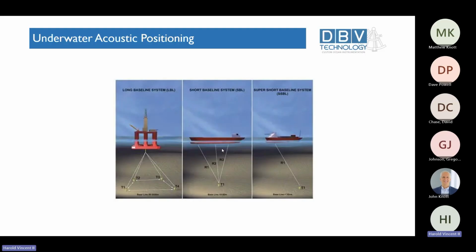The positioning technique in the middle, short baseline systems, measure ranges and bearings to a single transponder and allow you to compute the position and heading of the vessel relative to a single transponder down on the bottom. And in a super short baseline, you have a single acoustic transceiver receive array that transmits and receives to a single transponder on the bottom, and you measure range and azimuth and elevation angle, and you're able to obtain a position that way.